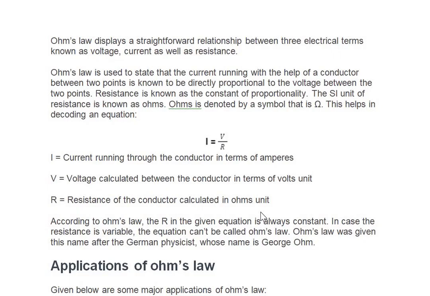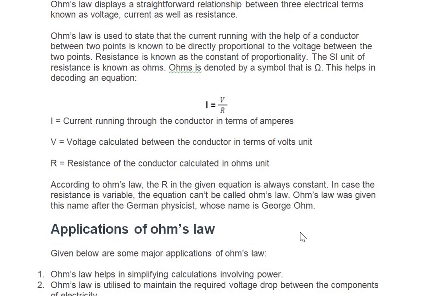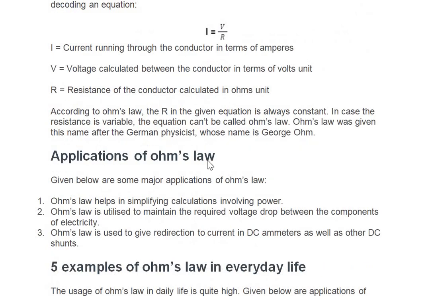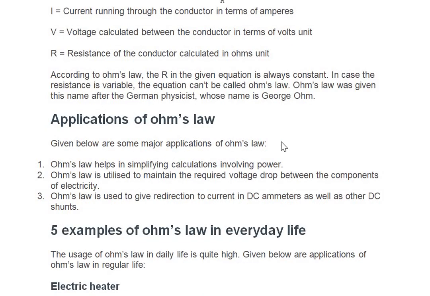According to Ohm's law, the resistance R in the given equation is always constant. In case the resistance is variable, the equation cannot be called Ohm's law. Ohm's law was given this name after the German physicist George Ohm. Then the applications of Ohm's law.